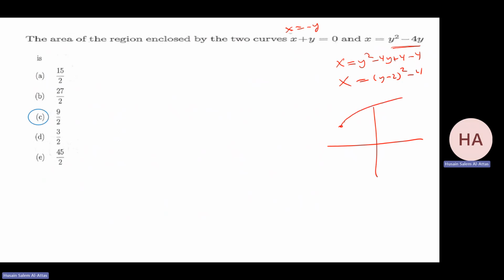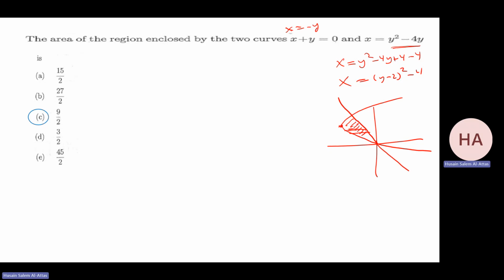It's open to the right. And at 0, it will pass through 0, 0. At y equals 0, x equals 0. And they have the line. This is the line. So I'm talking about this area. Okay. And it's very clear it's better to do it using dy, because with dx I need to split into parts.